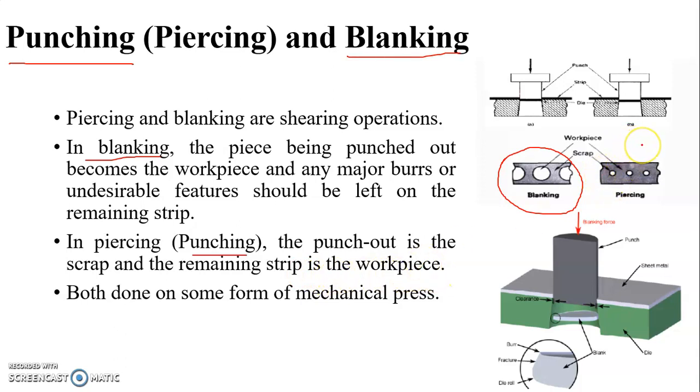In the punching operation, if we punch the sheet metal, then what we punch out, the hole, will be the scrap, and the material we get like this will be the workpiece, the desired product. Both are done on the same form of mechanical press. This is a diagram. This is a punch. We apply force on that. This force is a hydraulic force. We press the sheet metal, and the sheet metal is in direct contact with the die. If we punch, it will cut the sheet metal in circular form.